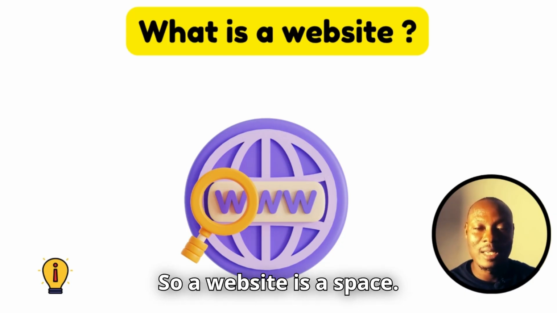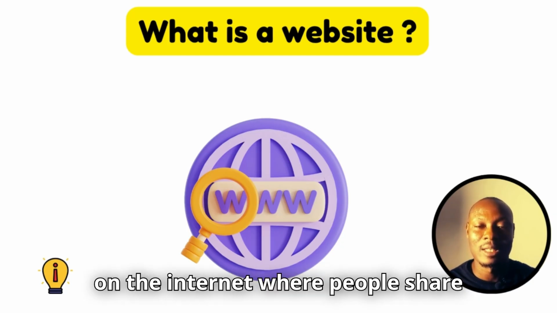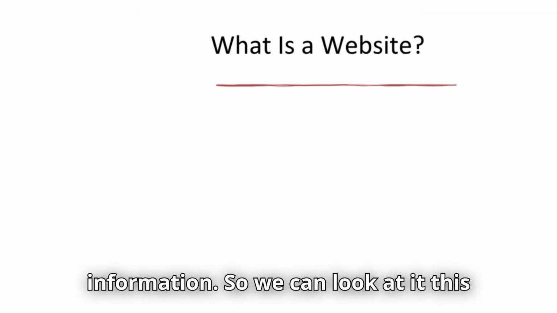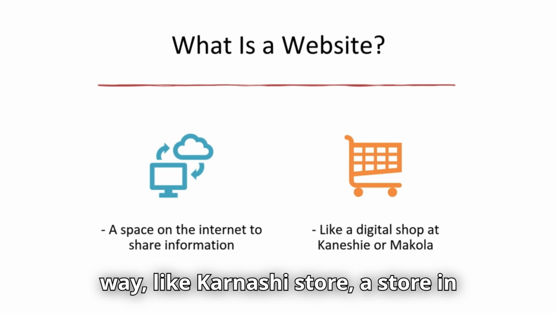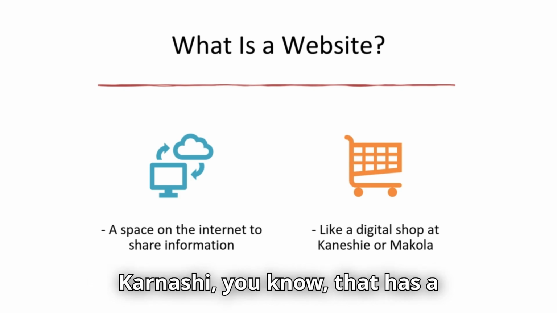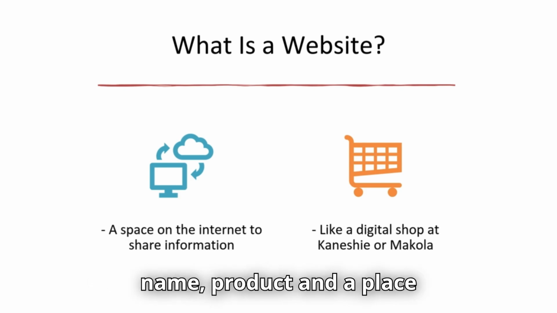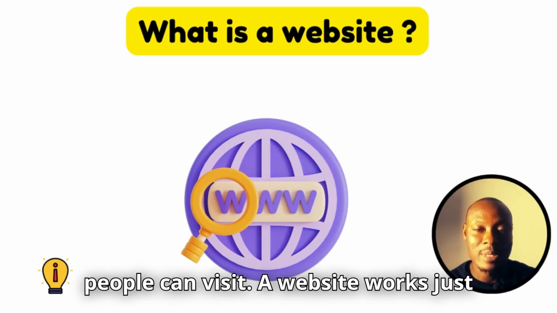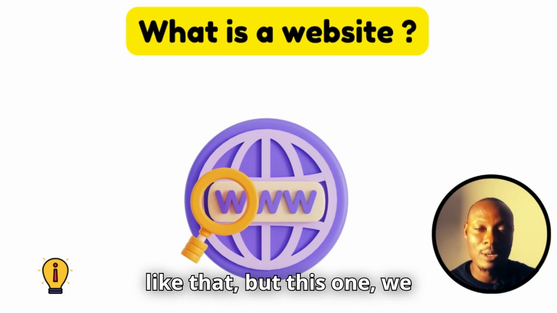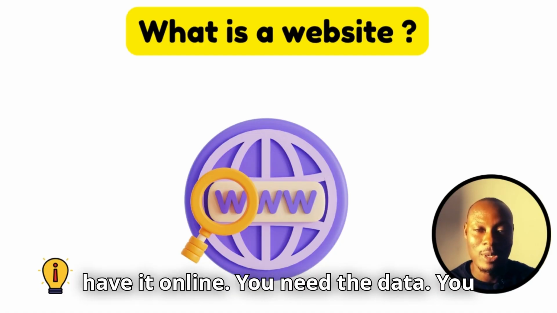A website is a space on the internet where people share information. We can look at it this way, like a store in Kaneshi that has a name, products, and a place people can visit. A website works just like that, but this one, we have it online.